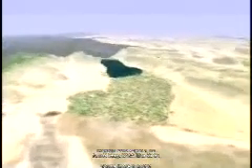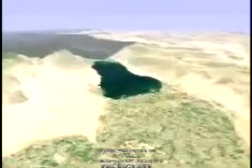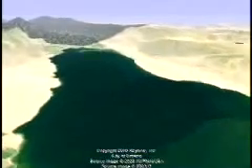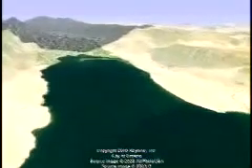The northern end of the Gulf is not at the shoreline. Rather, the Gulf extends northward beneath the cities of Mexicali and El Centro and on under the Salton Sea.